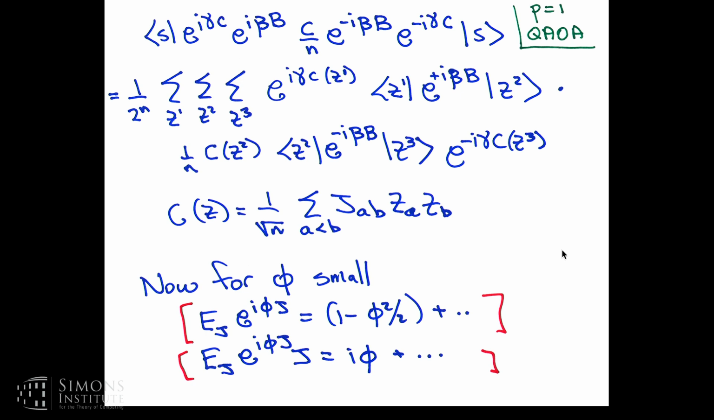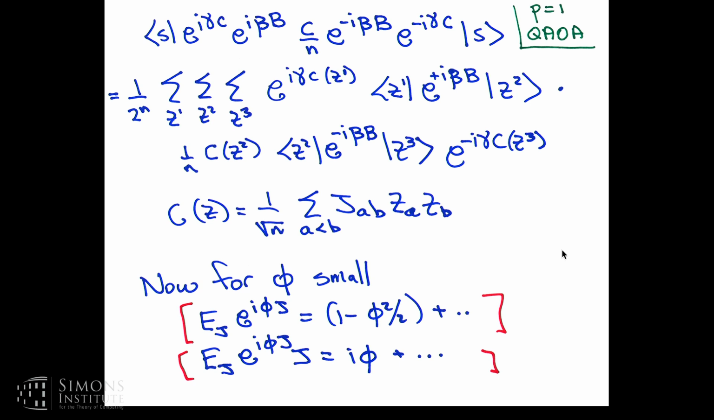And here, this is what it looks like. I want the cost function over n because the way I've normalized things, the energy scales with n. So here, I'm going to insert complete sets, a complete set of Z1, Z2, Z3. So this is C of Z1. This is the matrix element between Z1 and Z2, C of Z2, et cetera. So I'm just writing it out. But C of Z is 1 over root n, the sum over a less than b of J_ab Z_a Z_b.